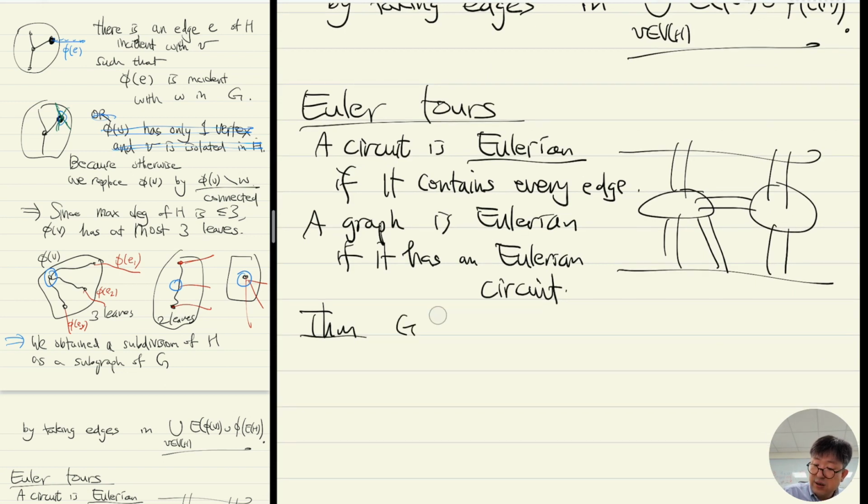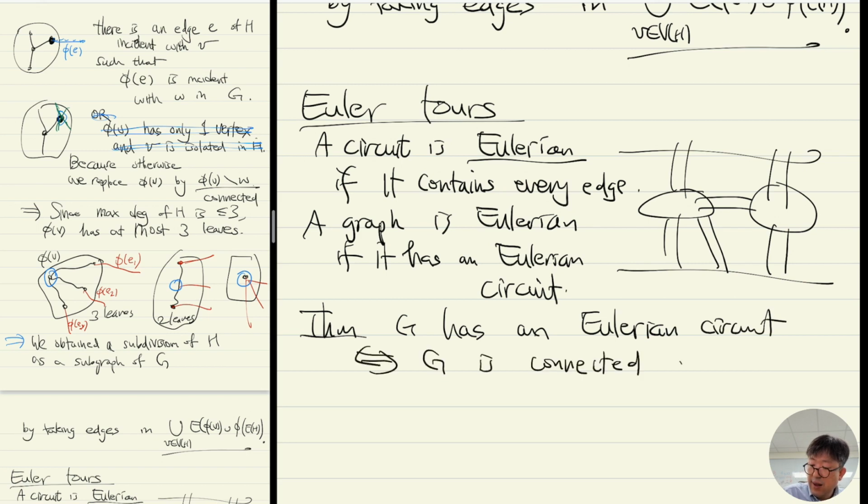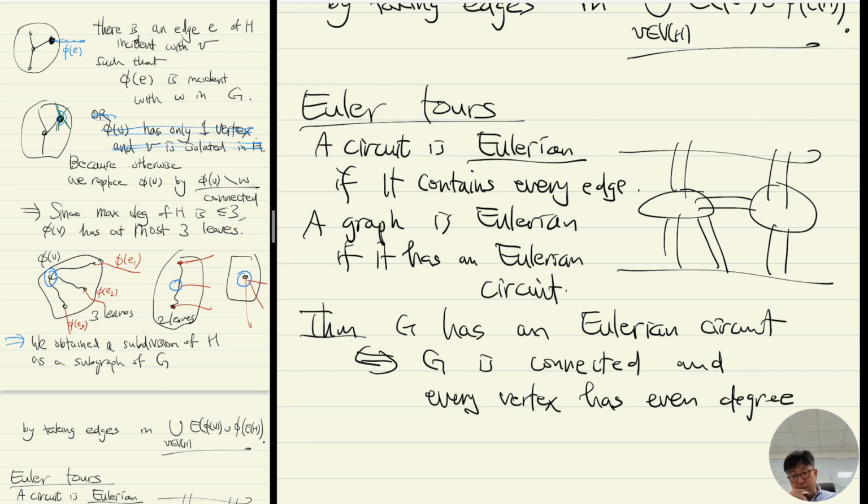So a graph G has an Eulerian circuit if and only if G is connected and every vertex has even degree. Am I doing all right? No, actually not quite. There's a catch. So let me move a little bit.